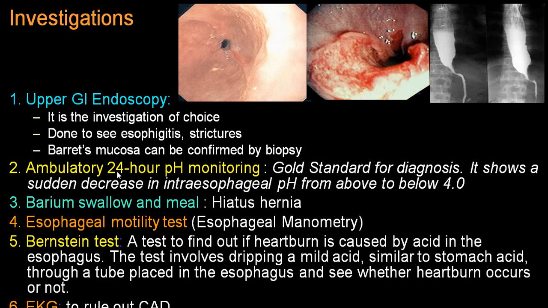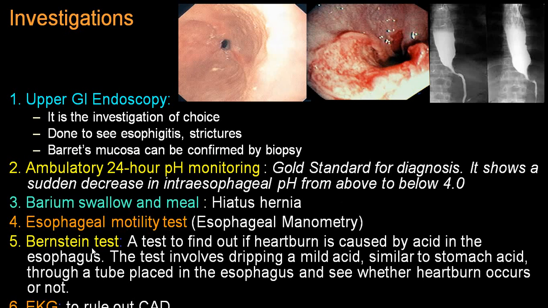Ambulatory 24 hours pH monitoring is also one of the very, very useful tools. Barium swallow and barium meal will be helpful to rule out hiatus hernia, as well as sometimes to find out what we call ulcer, adenocarcinoma, etc. Esophageal manometry will help to find out the motility disorders.